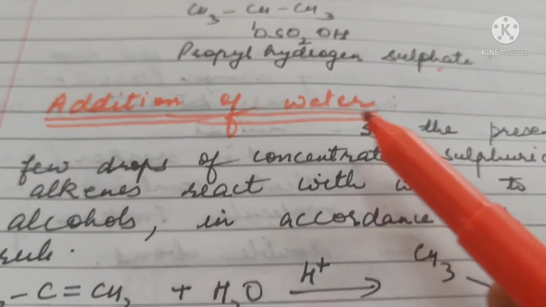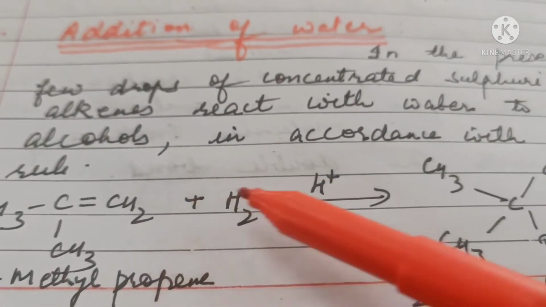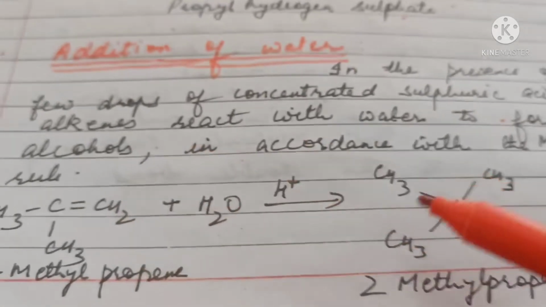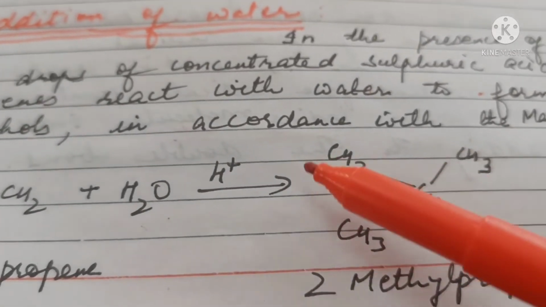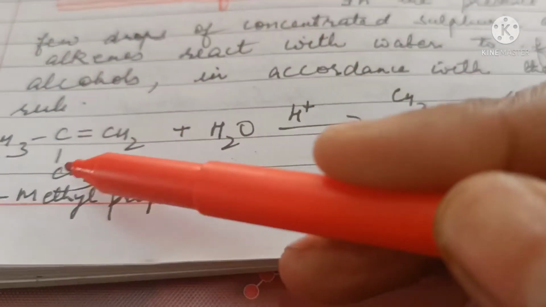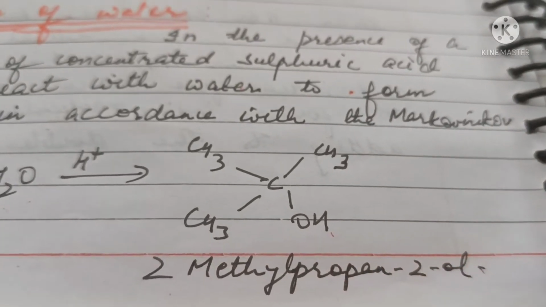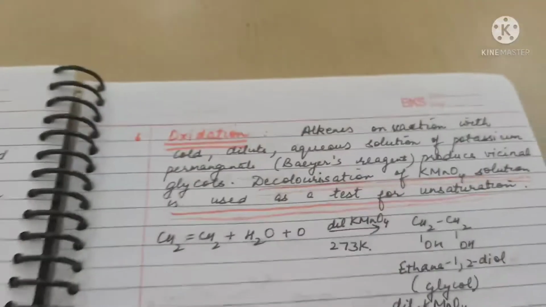Addition of water. In the presence of a few drops of concentrated sulfuric acid, alkenes will react with water. Water will get added up. Again, Markovnikov's addition occurs and OH will come to carbon containing less hydrogen atoms and H to carbon containing more hydrogen atoms. 2-methylpropan-2-ol is formed.